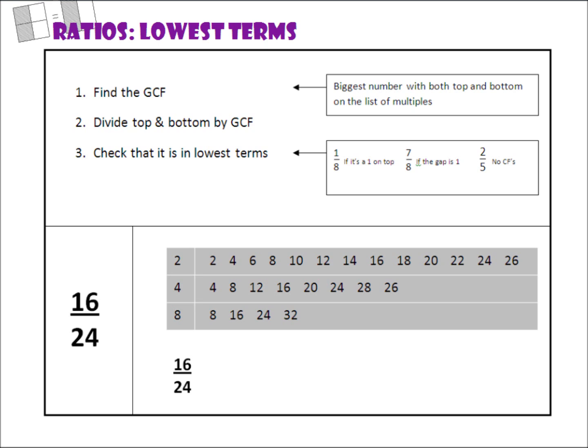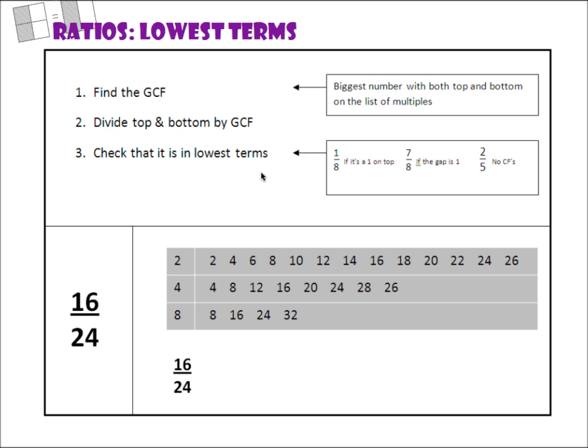To put a ratio in lowest terms, there's 3 steps we need to do. Number 1, we need to find the greatest common factor. Number 2, we need to divide the top and the bottom by the greatest common factor. If the ratio is written horizontally, then we divide the first and the second term both by the greatest common factor. And then last, we need to check to make sure it's in lowest terms. If we divide it by the greatest common factor, it will be in lowest terms.